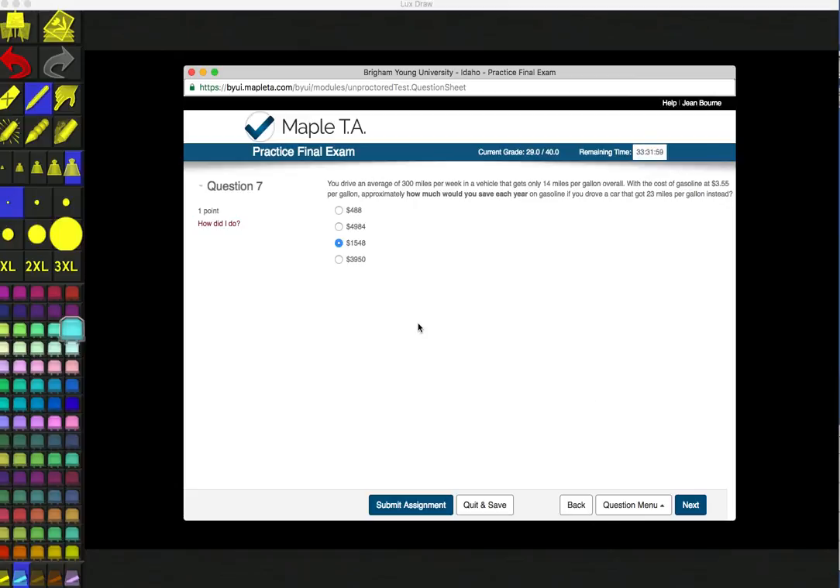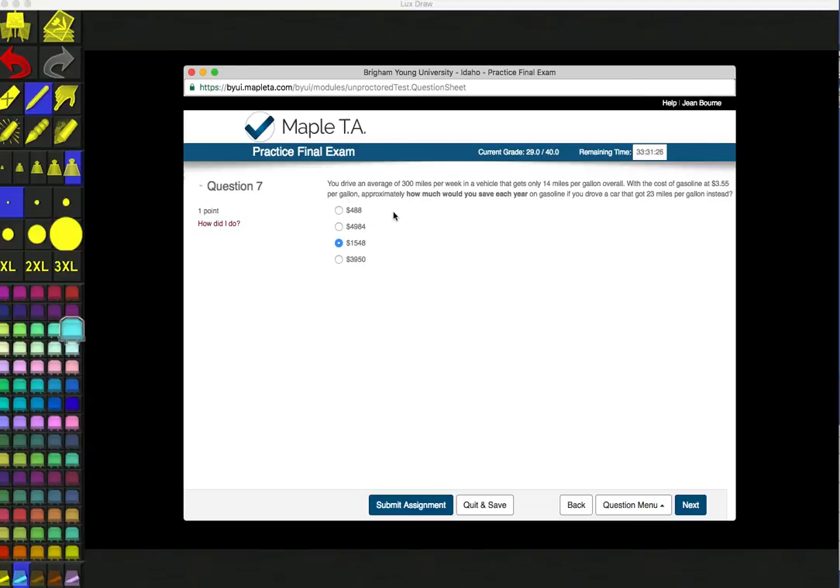Okay, here's one. You drive an average of 300 miles per week in a vehicle that only gets 14 miles per gallon overall. Gasoline costs $3.55 per gallon. They want to know how much money you're going to save in a year on a car that gets 23 miles per gallon instead. So what you're going to do is find out how much it costs you to drive the poor gas mileage car and how much it would cost you to drive the next car.